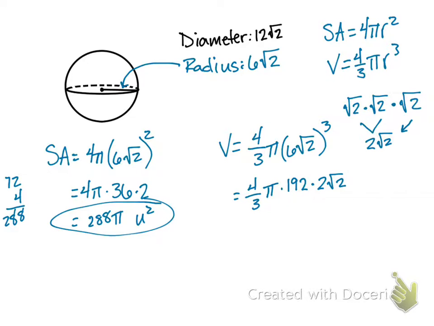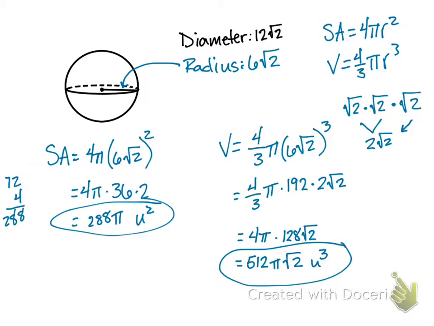And let's see if we can break anything up here. So I believe 192 is divisible by 3. And 3 goes into 192 64 times. So we've got 4 pi times, well, that would be 64 times 2 is 128 square root of 2. And then 128 times 4 is 512. So we end up with 512 pi square root of 2 units cubed, because this is our volume. So you definitely are going to want a calculator to do some of these, unless you do them by hand.